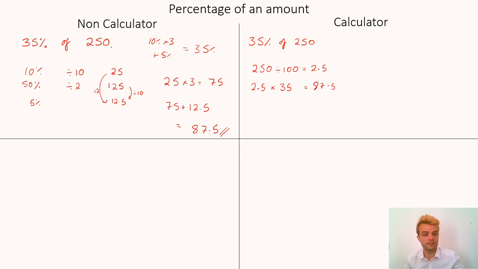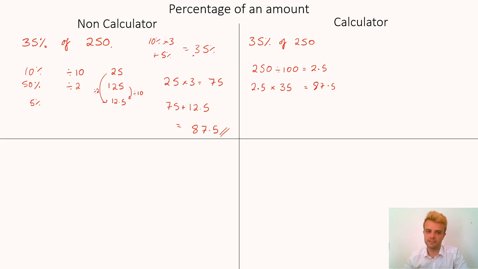87.5, which thankfully is the same answer as we got without a calculator. And you can see how easy this was, it wasn't many steps, it was just 2 steps to work out this percentage. But if we had tried to do this without a calculator, 2.5 times 35, that's tricky. So that's why there are 2 methods, whether you do or don't have a calculator.